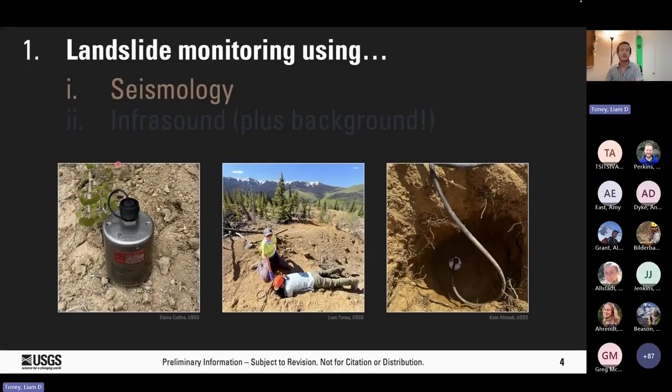So let's talk about landslide monitoring using seismology. I've got a few photos on the slide here. They're all from the USGS field exercise at the Slumgullion landslide in Colorado last summer. On the far left is a picture of a broadband seismometer. For reference, this is about the size of a coffee cup, but it costs significantly more than a coffee cup, turns out. In the middle here, we have Kate Allstadt installing a seismometer as Elaine Collins looks on. And then on the far right is a picture of what one of these sensors looks like when it's buried in the ground.